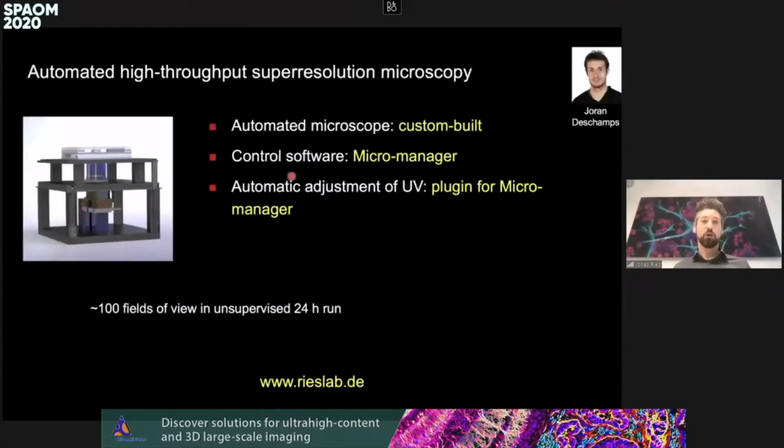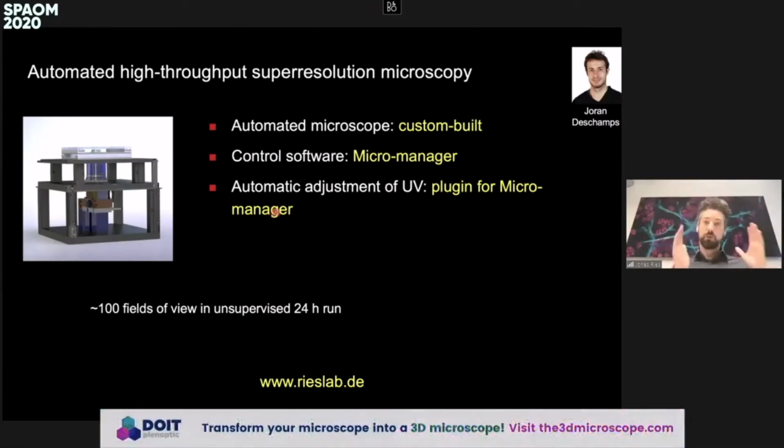So let us start with automated high throughput super resolution microscopy. So in my group, we built the microscopes ourselves. They look a bit like this, and we built them in a way that they're completely computer controlled. We controlled them with Micromanager, but Micromanager didn't have all the functionality we needed. So we wrote quite a few plugins for Micromanager so that this microscope can acquire one region of interest after the other in a completely automated way and acquire additional data.